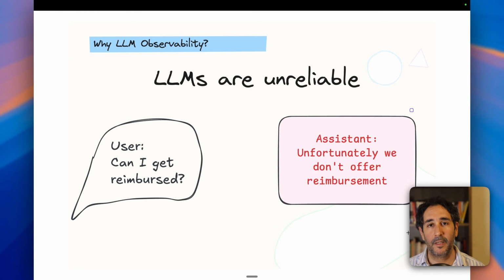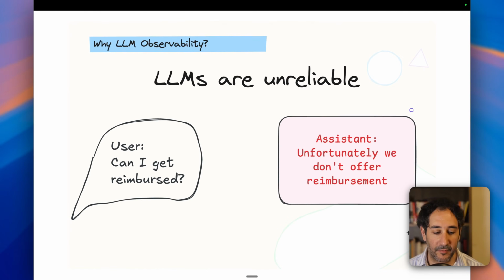So why do you need LLM observability? If you're building an AI agent, a chatbot, or something like this, you must have heard about LLM observability and about OpenTelemetry and the different ways to trace these agents. But why do you need that? The main reason is that LLM applications are very different from normal software. In fact, they are kind of probabilistic software. LLM applications are stochastic, they are non-deterministic, and as a result, they are unreliable.